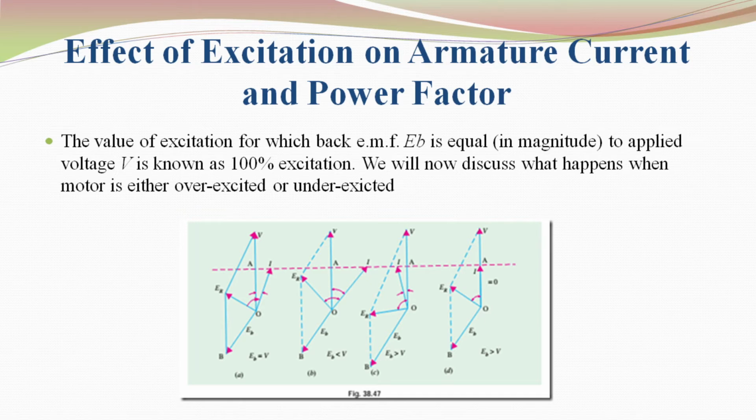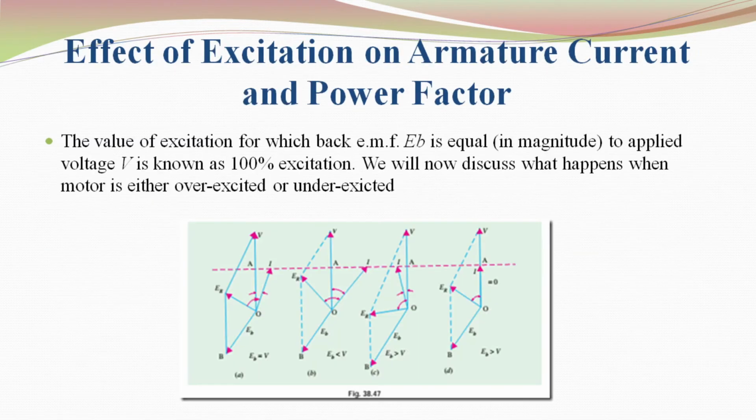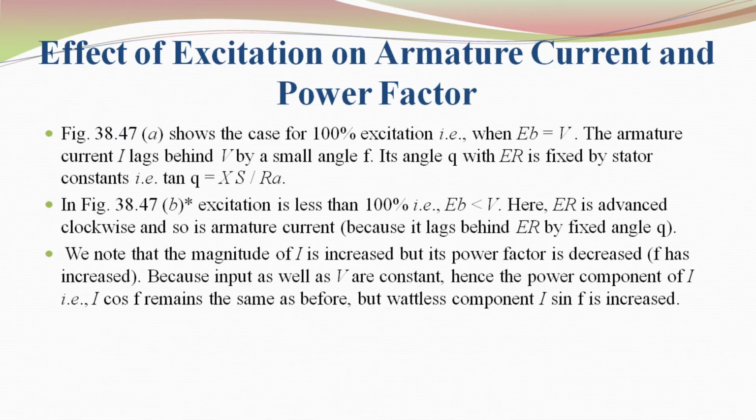The value of excitation for which the back EMF Eb is equal in magnitude to the applied voltage V is known as 100% excitation. What is the meaning of 100% excitation? The value of excitation for which back EMF is equal to the applied voltage is called 100% excitation. So now we will discuss whether the motor is over excited or under excited. In this figure A is showing the case for 100% excitation, that is Eb is equal to V.